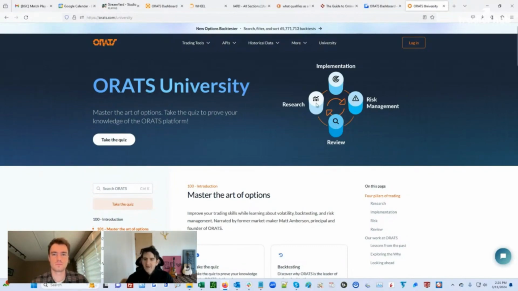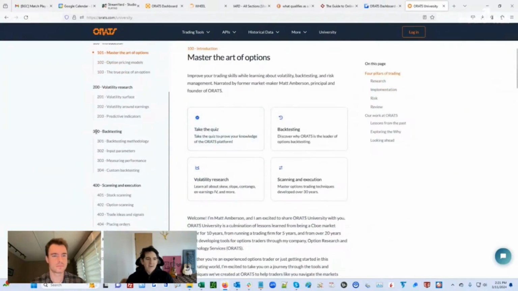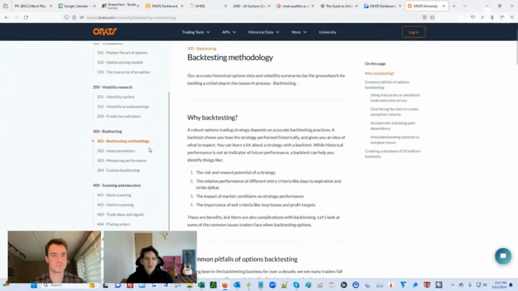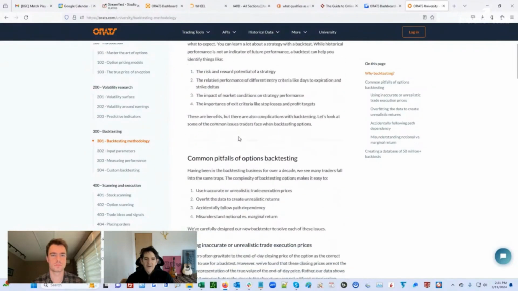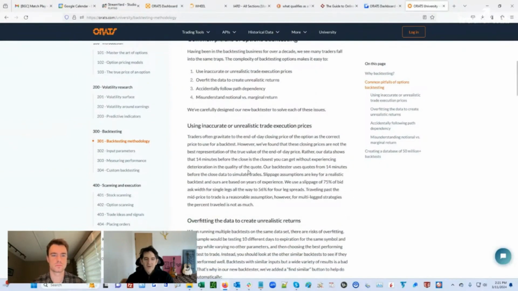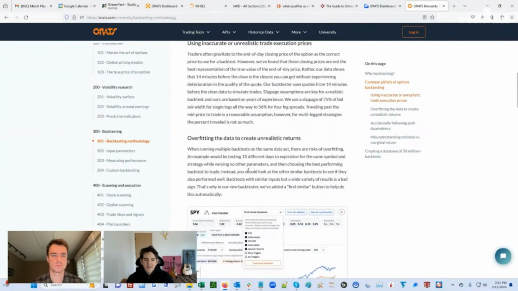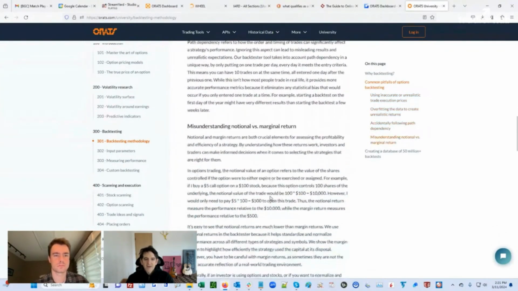And then it's circular because it just keeps going. You always want to keep improving your trading. You always want to keep touching on the four pillars of trading. And another thing the university kind of shows you is an explanation of the backtesting. So you could go look at backtesting. Look at things like what is it? What are some pitfalls? What are some things to watch out for, like execution prices, watch out for overfitting and how you could do that, path dependency.